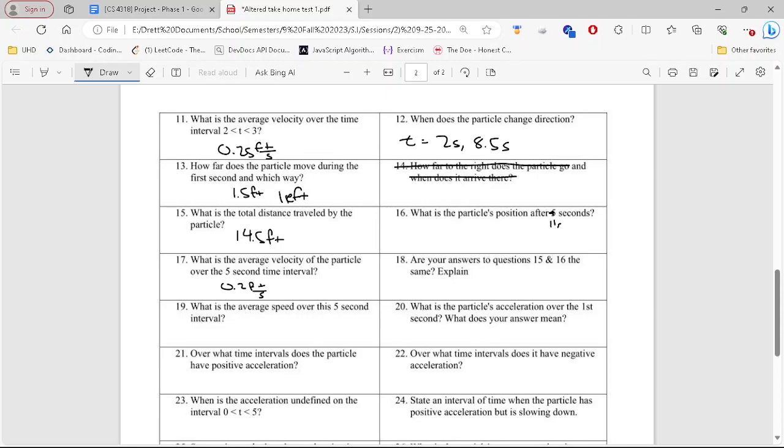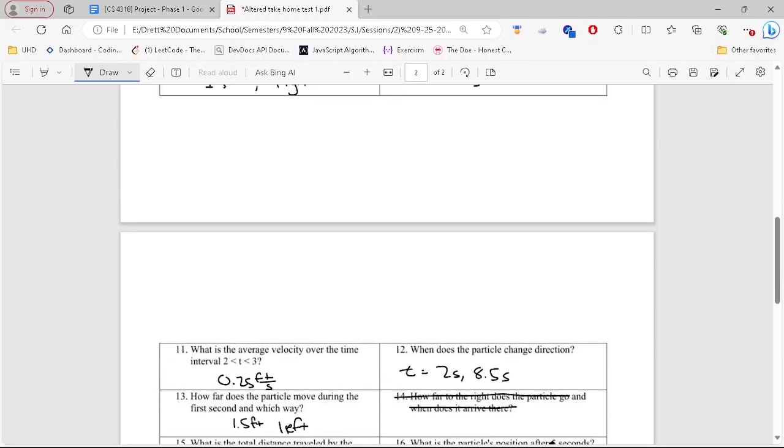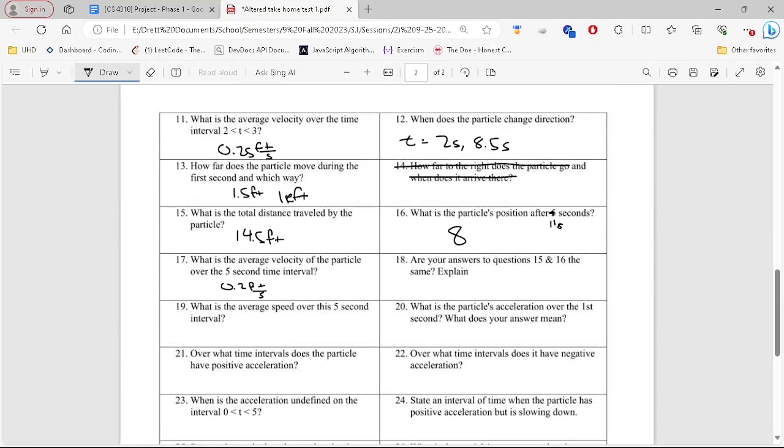What is the particle's position? As we calculated earlier, its displacement would be 8 feet. So these are different. Its total distance traveled versus its total displacement, which will be its position, positive 8 feet. So no, they're not the same. The position, displacement, and distance are different.